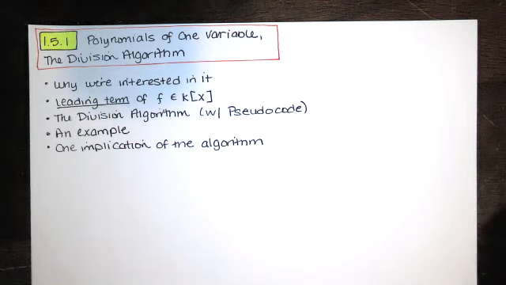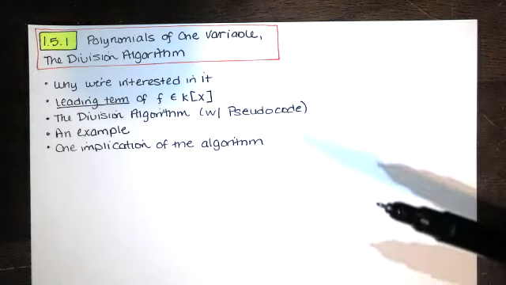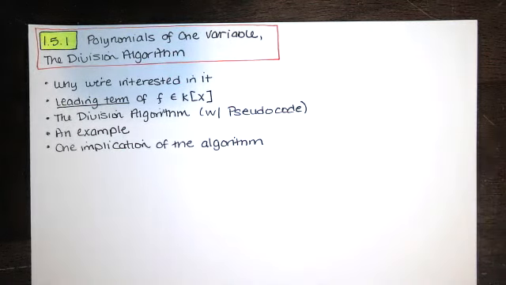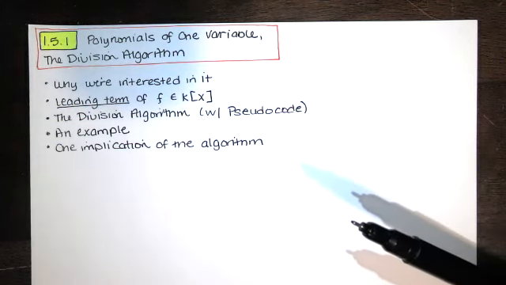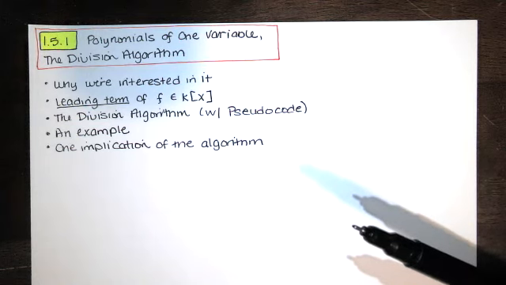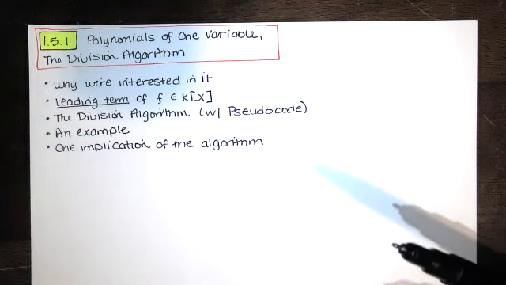In this video, we're also going to define some terms. In order to talk about the division algorithm, we have to define the term, the leading term of a polynomial in that polynomial ring k of x. We will state the division algorithm in pseudocode. We will also state a proposition that basically tells you what the division algorithm promises us. Then we will apply the division algorithm to an example.